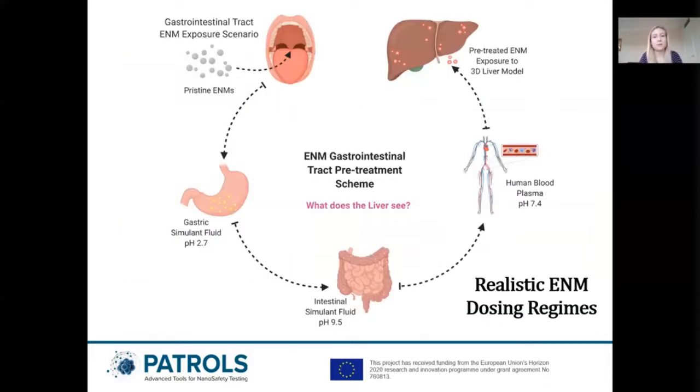So this is just a few applications of this liver model. I would have gone into a bit more data and maybe shown you some of the results, but as this is more of a teaching module, I'll just show you some of the applications that we've used this model for. A little bit of what does the liver see?